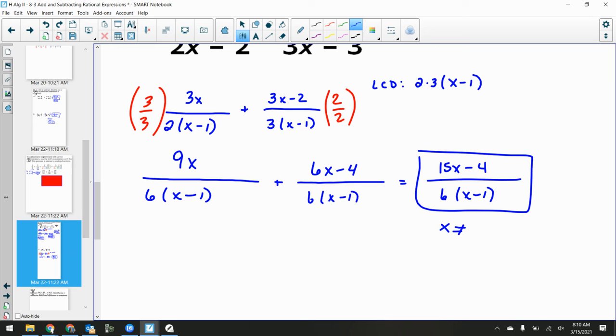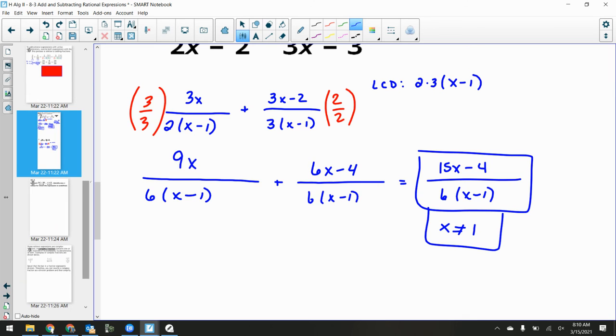And then x cannot equal, well, remember, you're just looking for x values. Do I want to say x is not equal to 2 or x is not equal to 3? No. Those are just constants sitting on the bottom. You only look at what x values cannot be 0. So x cannot be 1. That's it. I don't care about the 2 or the 3 or the 6 sitting down there on the bottom. It's just a constant. Okay, questions about that? Keep it moving.